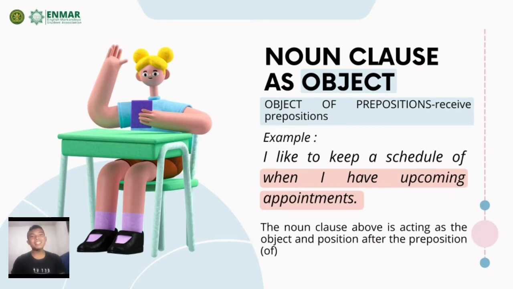Well, let's reanalyze the provided example together. I like to keep a schedule of when I have upcoming appointments. So in here, when I have upcoming appointments is the noun clause that plays as an object of preposition. Why? Because of before when as a guideline clue, there is a preposition of, which simply states that this is the part of a noun clause as an object of preposition.